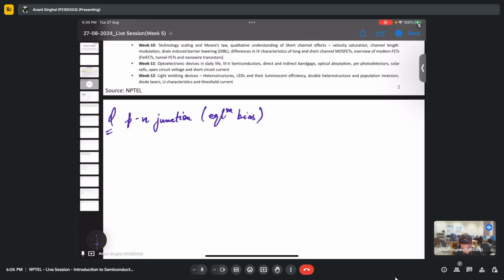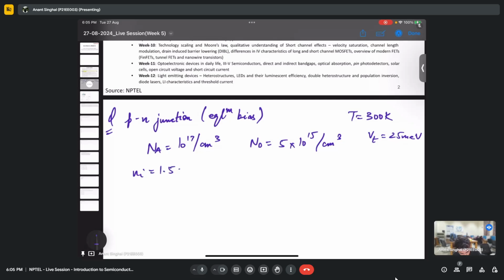Let's say I've taken a PN junction in which the acceptor ion concentration is 10^17 per centimeter cube, and the donor ion concentration is, let's say, 5 × 10^15 per centimeter cube. And the temperature is again room temperature, 300 Kelvin, which means VT is 25 milli electron volts, and ni is taken as a constant. I guess this is now very clear from the last lectures. So these are the dopings, etc.